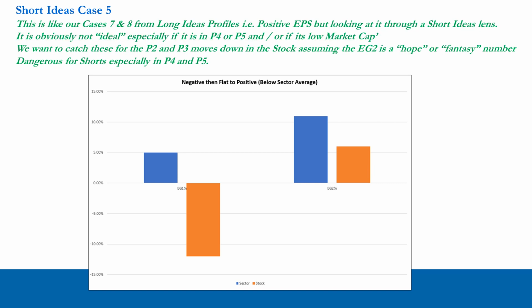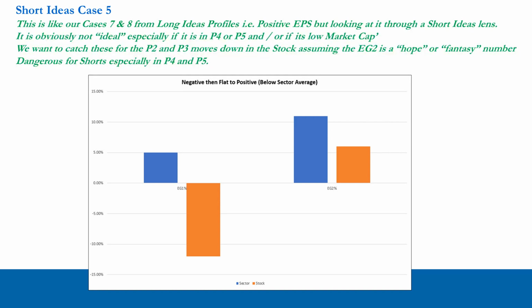So the earnings growth profile is like our cases 7 and 8 from long ideas, when we're looking at the earnings growth profile through a long lens. We have positive EPS, however, here, but we're looking at it through a short ideas lens. And when we're doing that, it's obviously not an ideal short setup, especially if it's in a phase 4 or phase 5 scenario. And of course, if it's very low market cap.